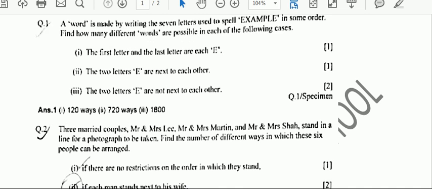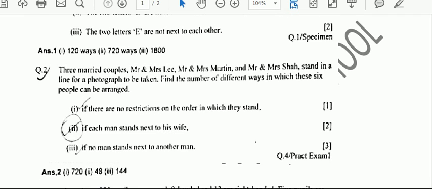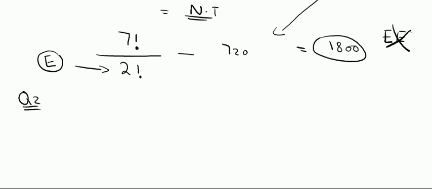Question number 2 says 3 married couples, Mr. and Mrs. Lee, Mr. and Mrs. Martin and Mr. and Mrs. Shah, stand in a line for a photograph to be taken. Now there are 6 people, 3 men and 3 women. Find the number of different ways in which these 6 people can be arranged. Number 1, if there are no restrictions on the order in which they stand. If there are no restrictions, the 6 people can arrange themselves in 6 factorial ways, which will be equivalent to 720.